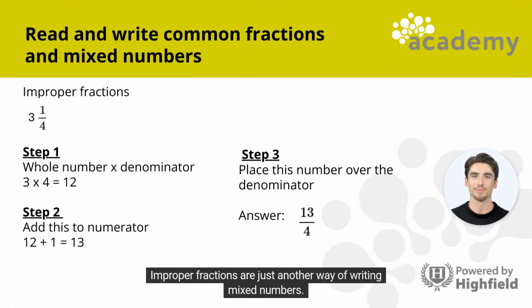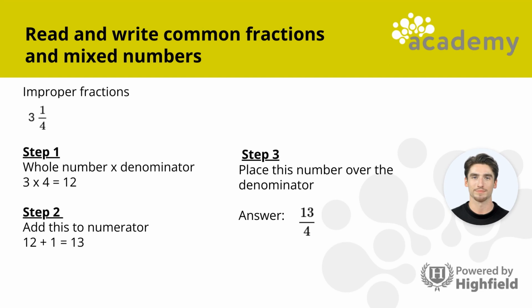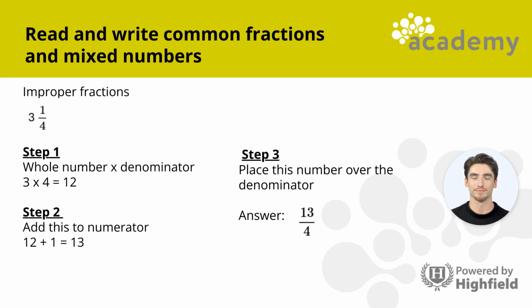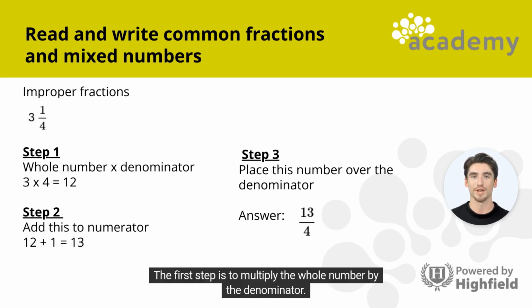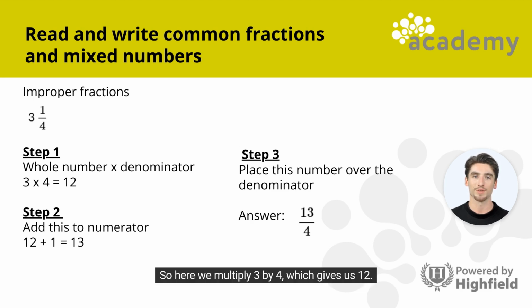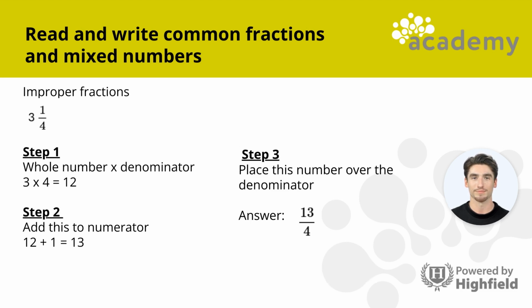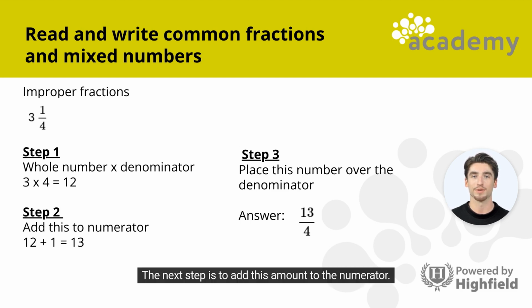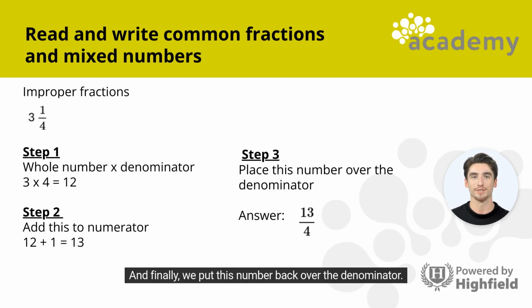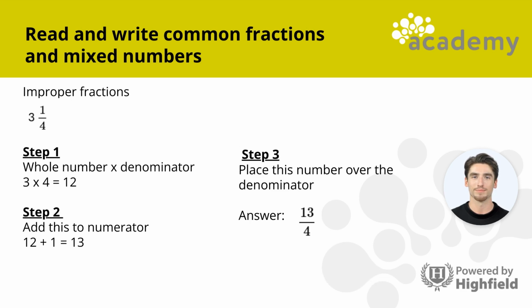Improper fractions are just another way of writing mixed numbers. Let's look at a mixed number like 3 1/4. To see how this looks as an improper fraction, we carry out a couple of steps. The first step is to multiply the whole number by the denominator. So here we multiply 3 by 4, which gives us 12. The next step is to add this amount to the numerator. So 12 plus 1 equals 13. And finally, we put this number back over the denominator. 3 1/4 as an improper fraction is 13/4.